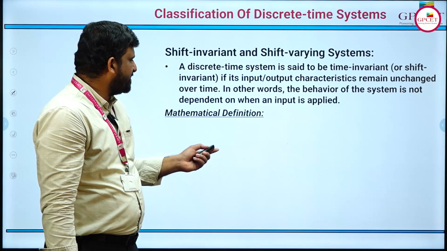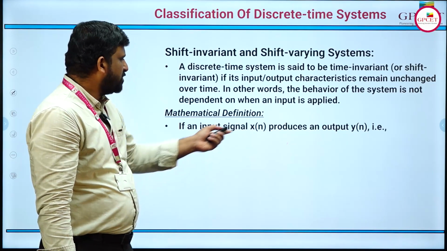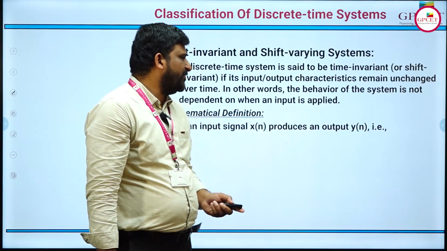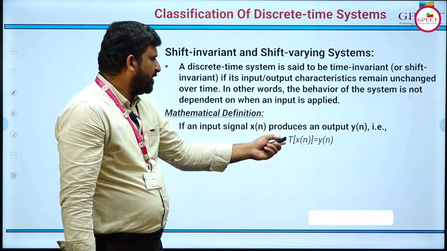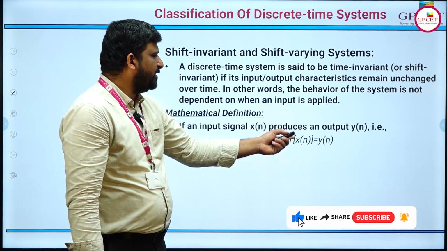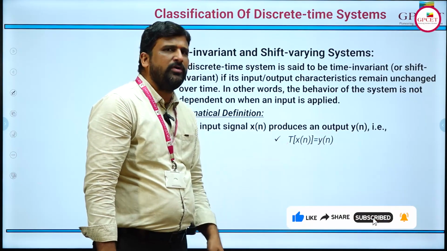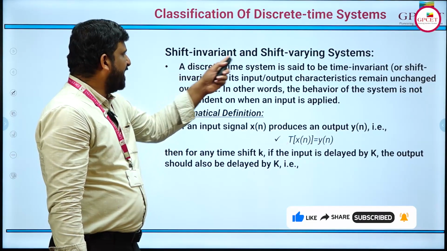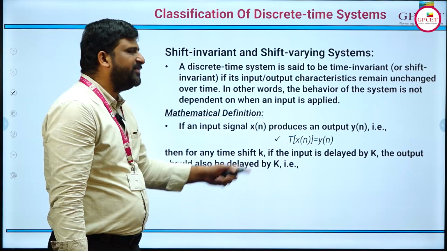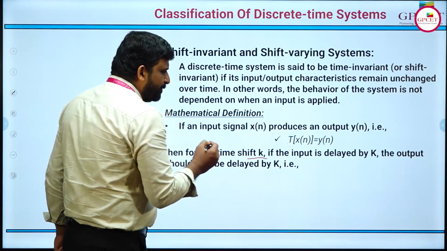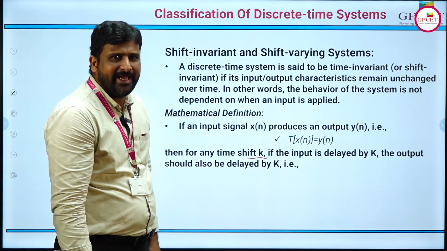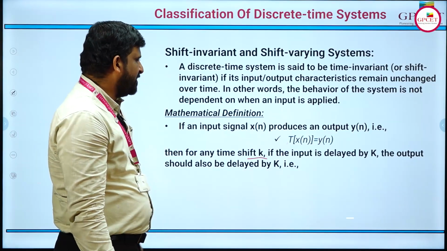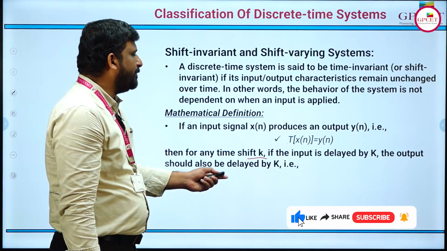It is clear when we see this mathematical definition. I am taking the input signal x of n, which produces the output y of n. That is, I am giving the signal x of n to the particular system and it produces the output y of n. So for any time shift k, if the input is delayed by k, the output should also be delayed by k.